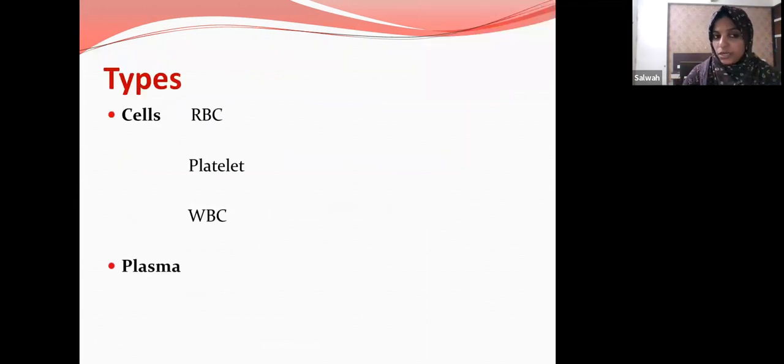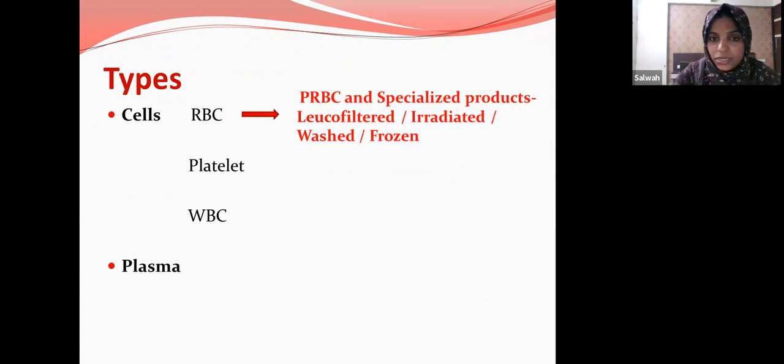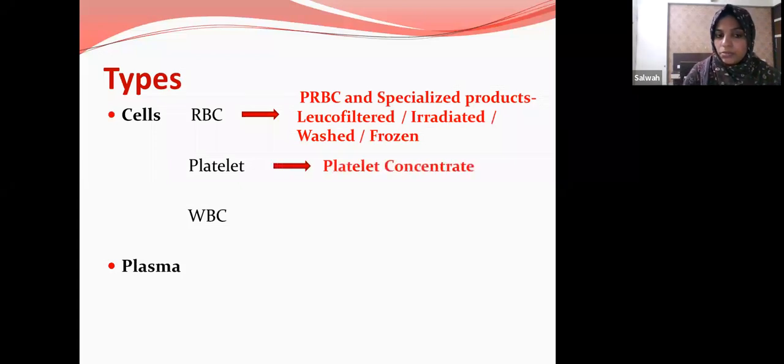So now coming to the types of components, I already told cells and plasma. Cells are divided into RBC, platelet and WBC. And for the RBC, we have PRBC, that is packed red blood cells, and some specialized products, which include leukofiltered or irradiated or washed or frozen RBCs. Now coming to these leukofiltered, irradiated or washed products, these are leukodepleted cells, that is WBCs are removed from the PRBCs. These are removed because WBCs cause febrile transfusion reactions in a recipient. So in order to avoid that, we have to remove the WBCs from the PRBCs. These are usually given in immunocompromised patients or organ transplant patients to prevent graft versus host disease.